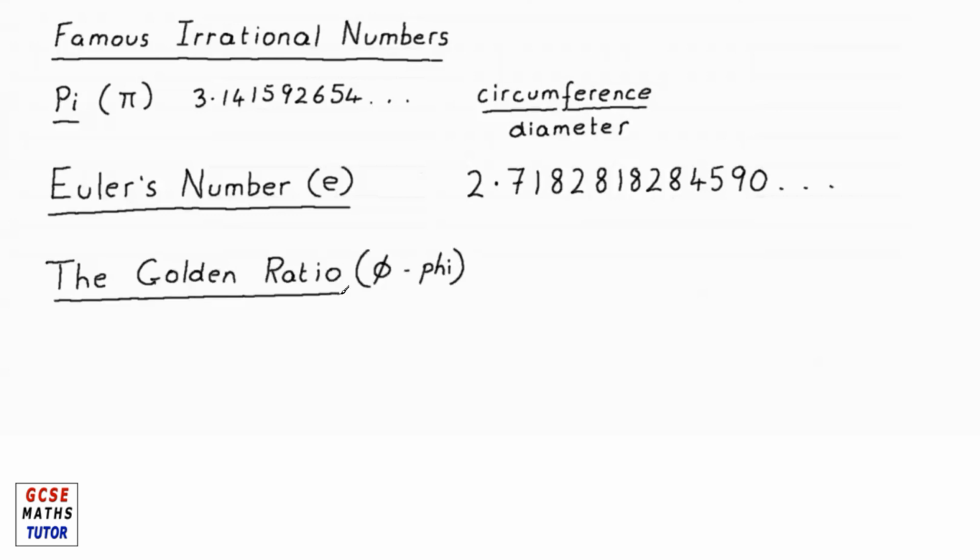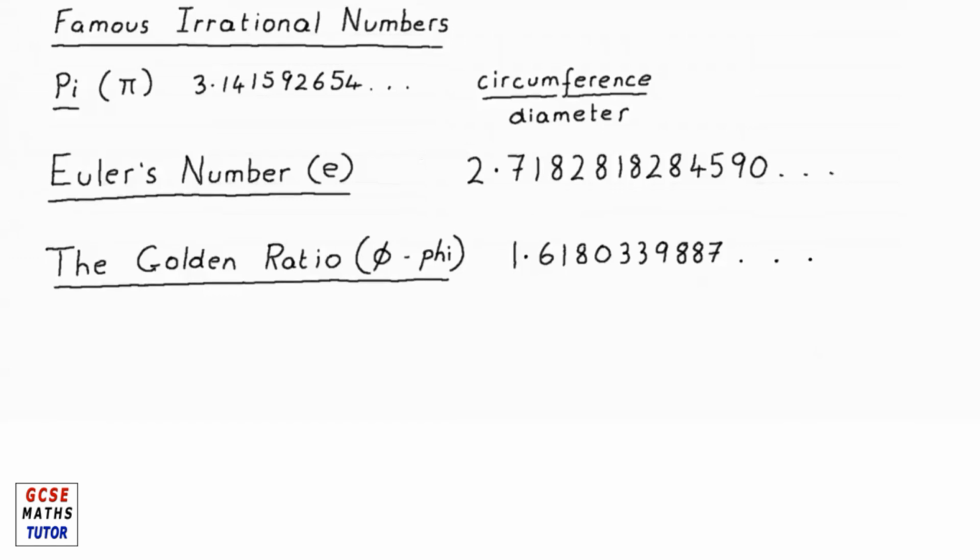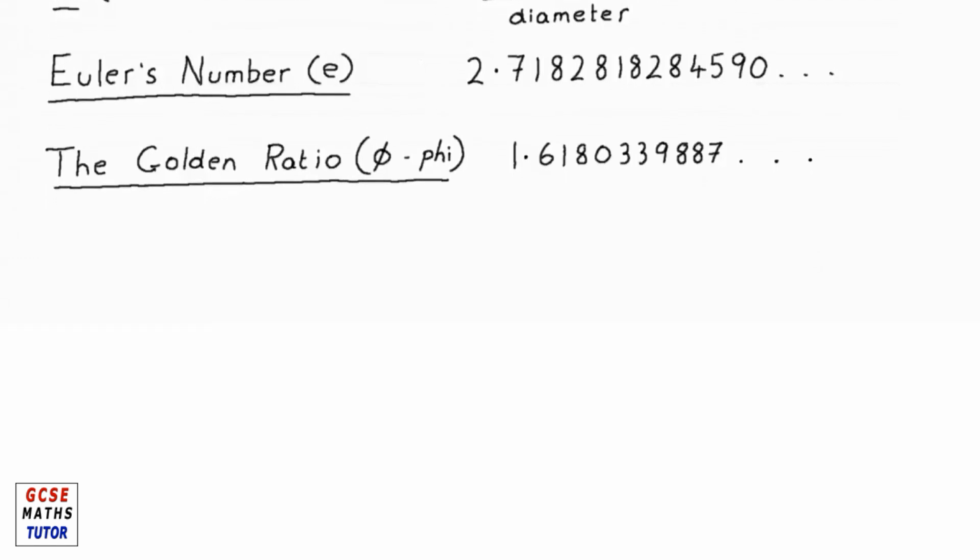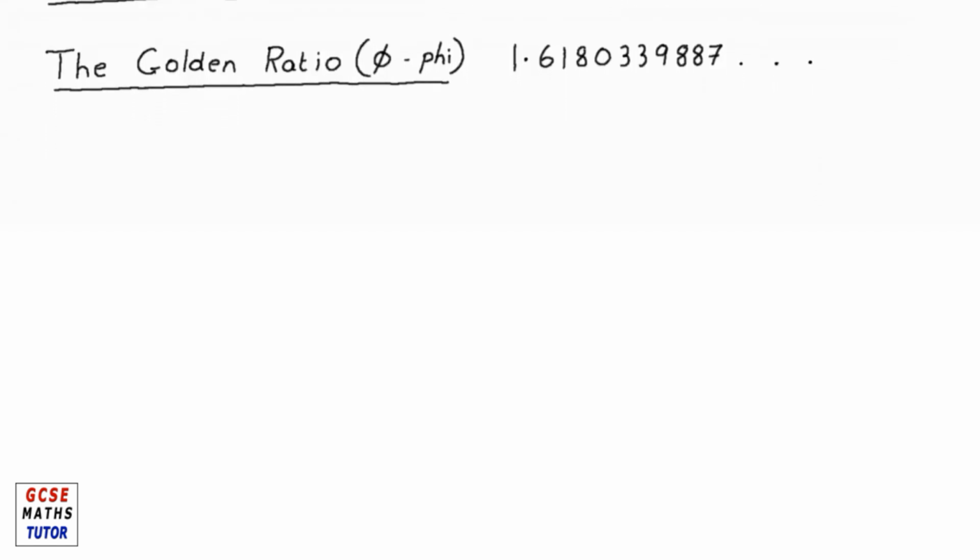Another one is phi, or the golden ratio. This is 1.61803398887, etc. You find phi a lot in nature. To a good approximation, phi is the ratio of your forearm to your upper arm, and other pairs of jointed limbs. So let's wind this up with a quick summary of what we've covered.